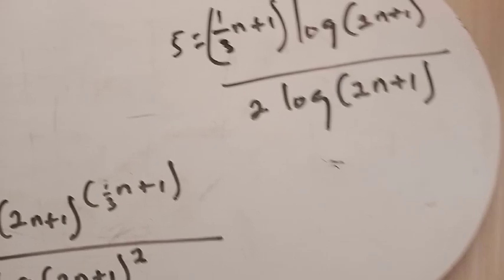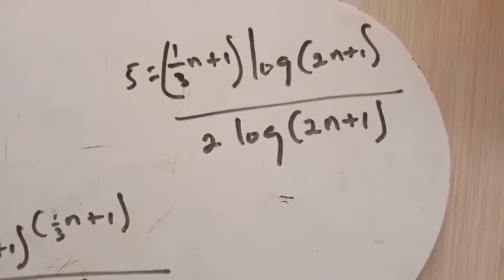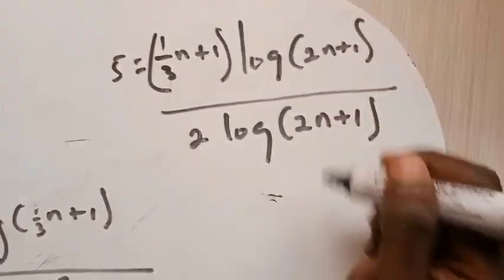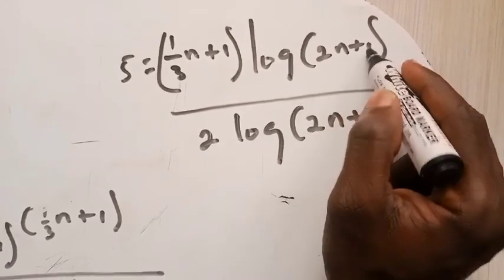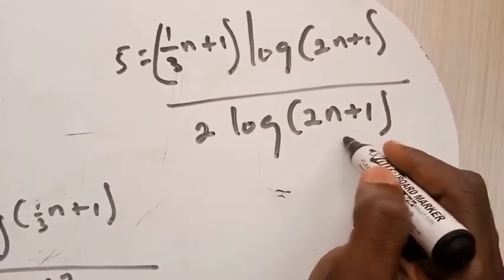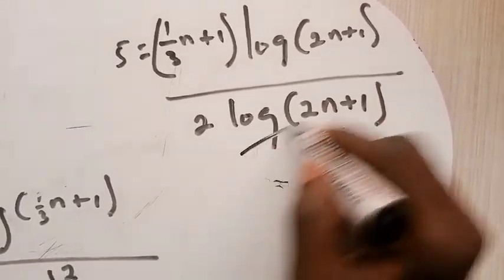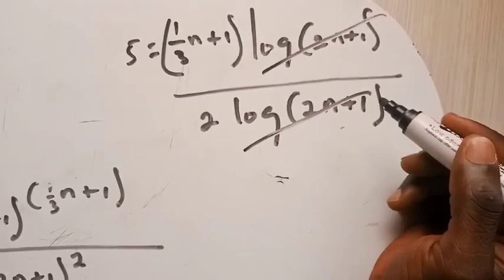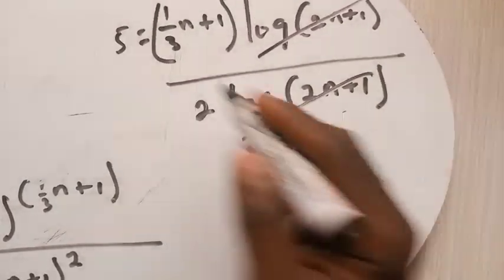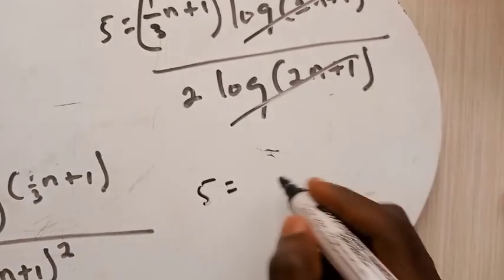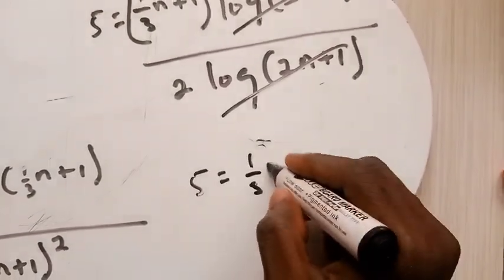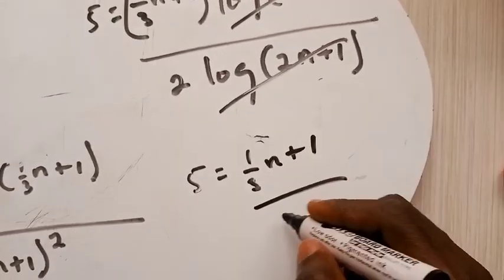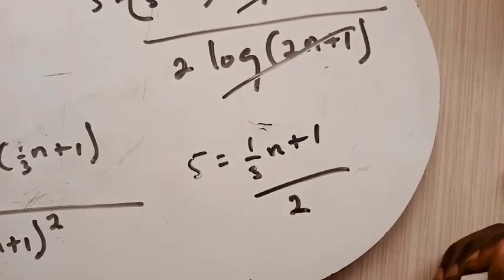Are you there? Okay, so from this point, what are we going to do here? The logarithm here can vanish, right? Because I have log 2n plus 1 here, and then the same log 2n plus 1 added down here. So what are we going to do? They cancel out, right? If they cancel out, what is going to remain? We have 5 equal to 1 on 3n plus 1 divided by 2. This is what we are going to have.